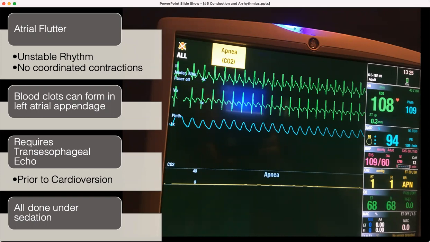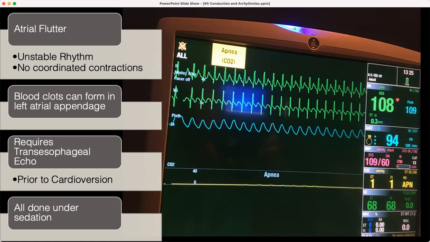The next waveform is the pulse oximeter. And then another is a blood pressure cuff, systolic and diastolic. And this was the end-tidal CO2. And this was before the CO2 monitor was placed, so the monitor was reading apnea.